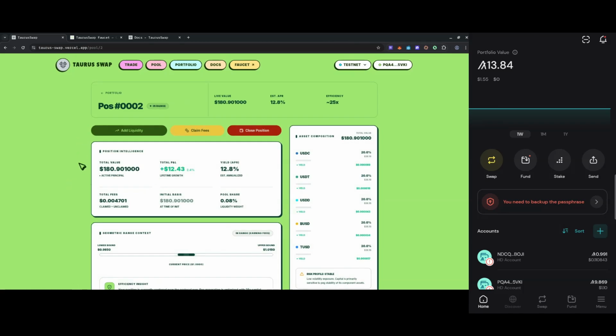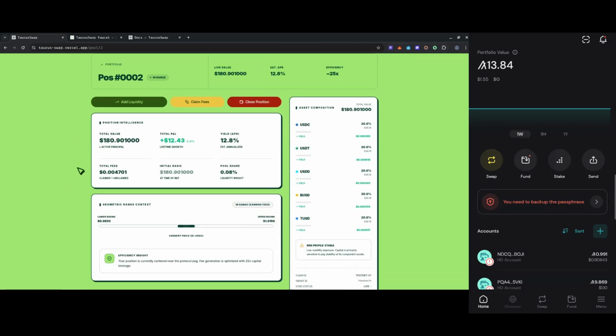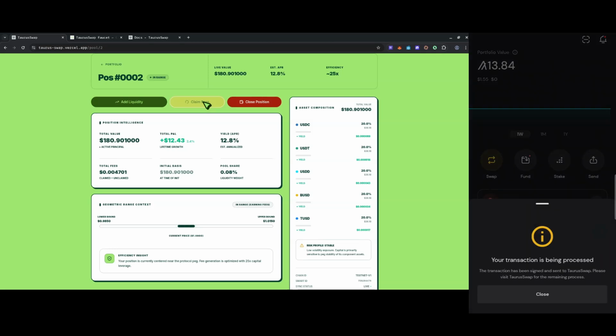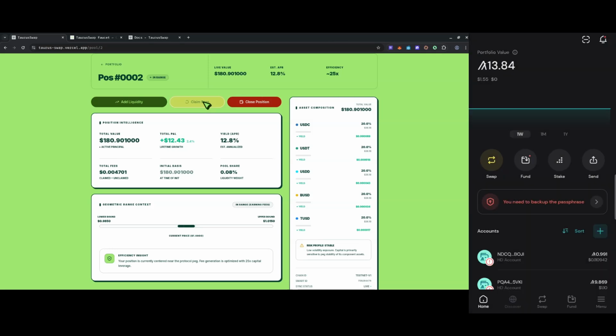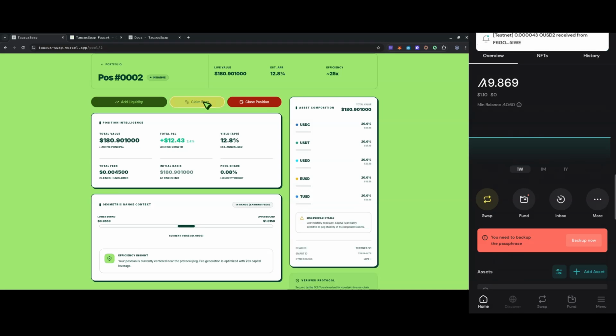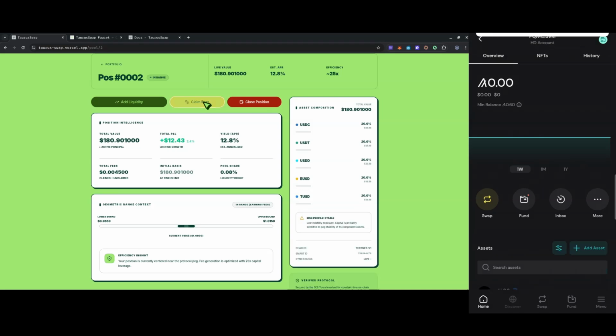As you can see, this is a position that I created some time back, and as the swaps have happened, I have incurred some amount of profits that I can claim. And as you can see, I have got the money back, and that is all right.